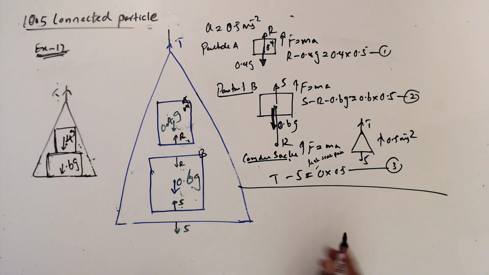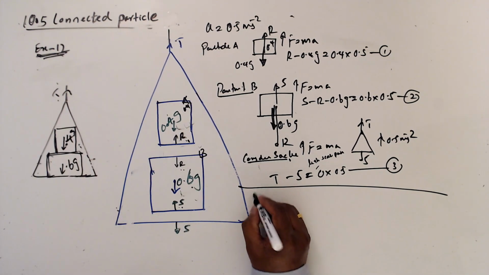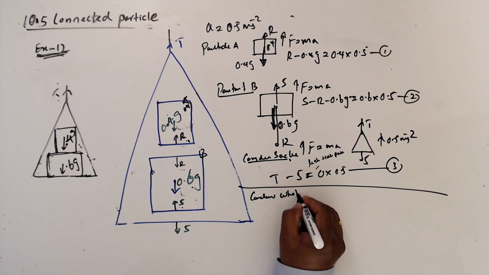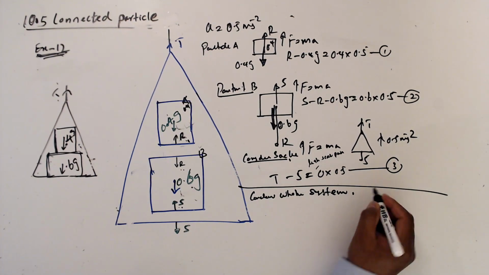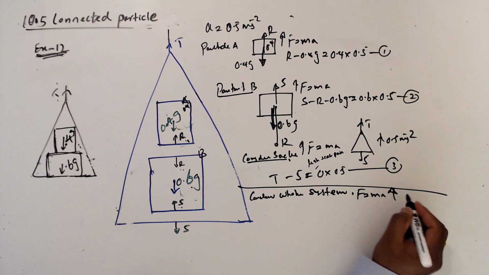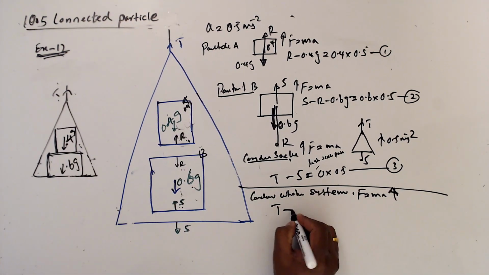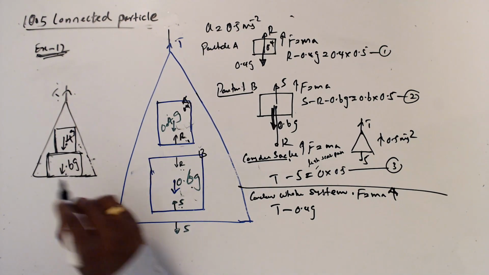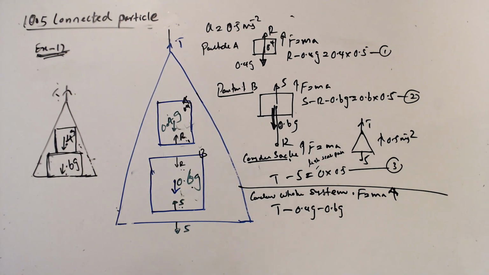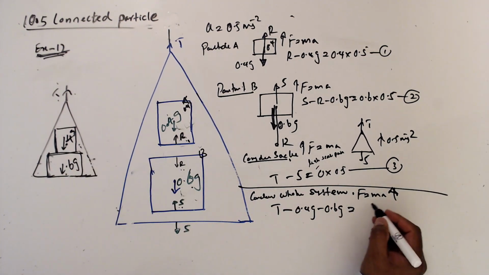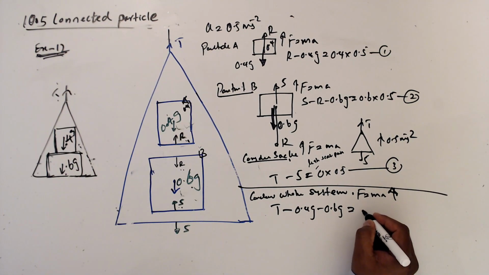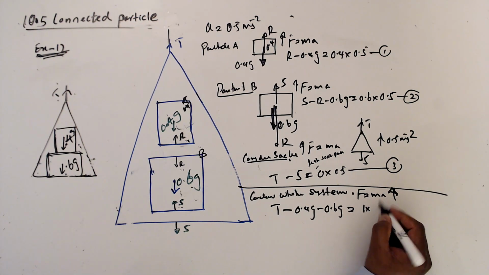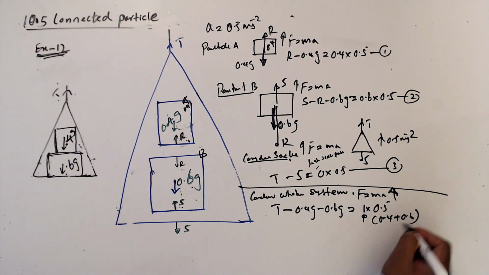And if we consider the whole setup like this, consider the whole system, F equals ma upward, then we have T minus 0.4G minus 0.6G equals, totally 0.4 plus 0.6, that is 1, 1 times acceleration upward is 0. This is 1 because 0.4 plus 0.6.